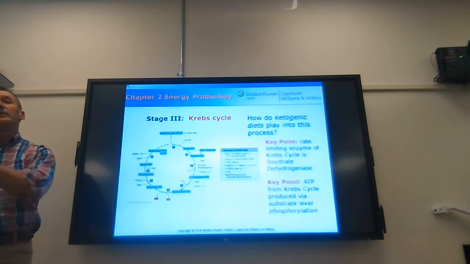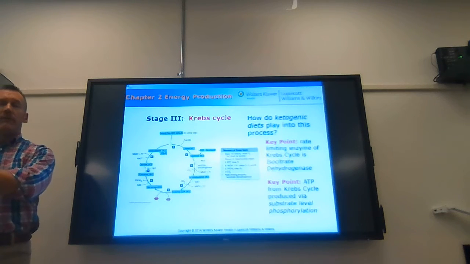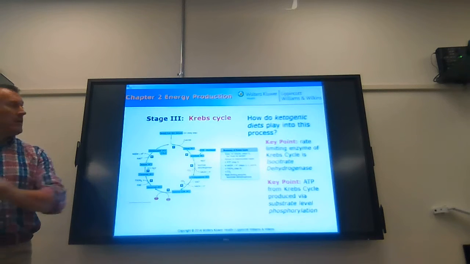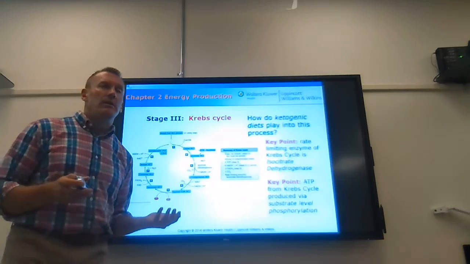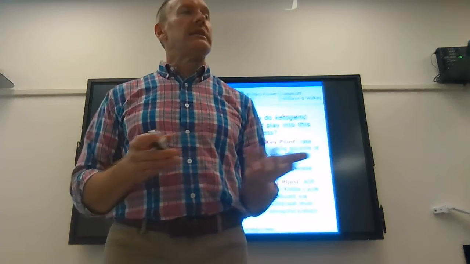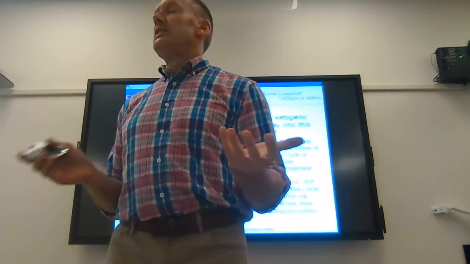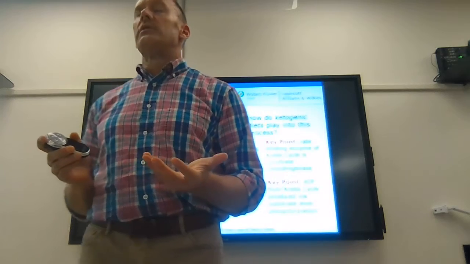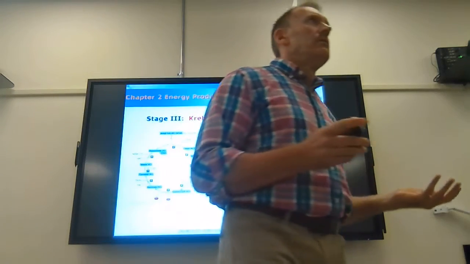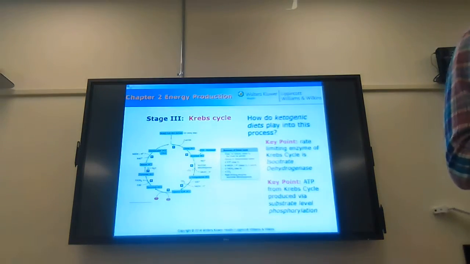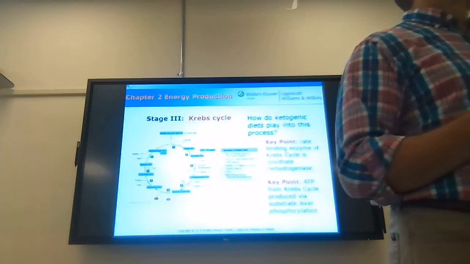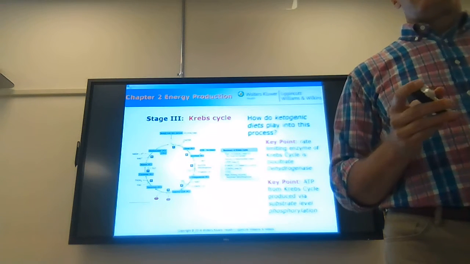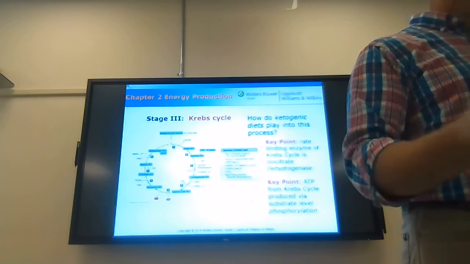Oxaloacetate is diverted into the gluconeogenic pathway. It's not there anymore. So what are we going to do with the acetyl-CoA? So we convert it to ketone bodies or ketones. What are the ketone bodies or ketones that we talked about? Acetoacetate, and beta-hydroxybutyrate.